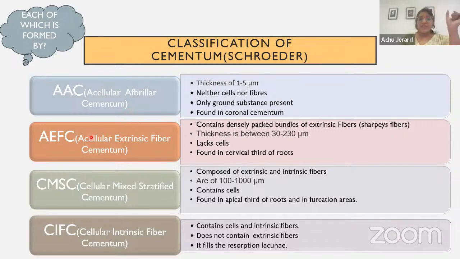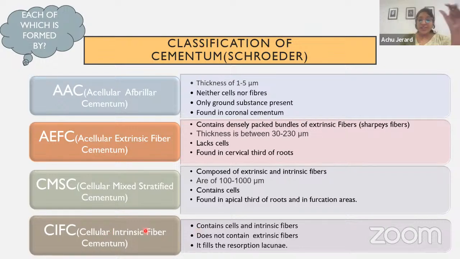Whereas the next one is the acellular extrinsic fiber cementum, where there is no cell, but there is presence of extrinsic fibers. So that is found in the cervical third of the roots, after the most coronal portion. And then you have the cellular mixed stratified cementum, where you can see both the cells as well as extrinsic and intrinsic fibers, everything is there. So that is in the apical area, the bottom portion.